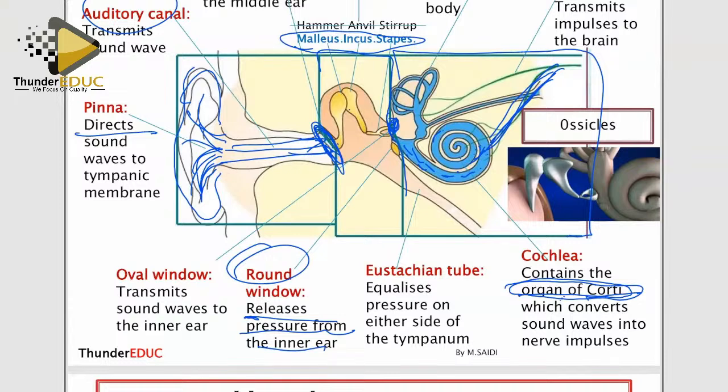This pressure inside must be maintained. To maintain it, there is this tube called the Eustachian tube. It is the tube which helps to equalize the pressure on either side of the tympanic membrane. When you yawn, how do you feel? You feel that the air is in between.